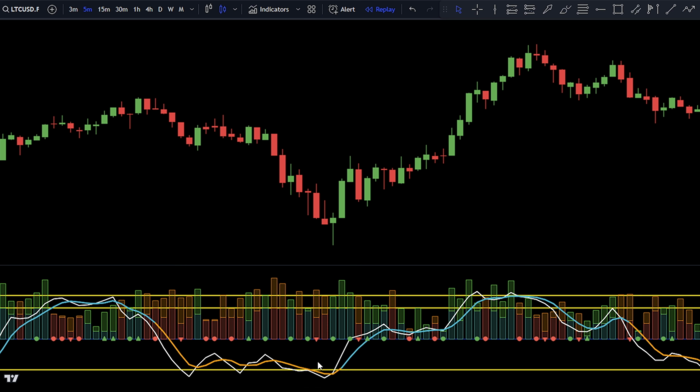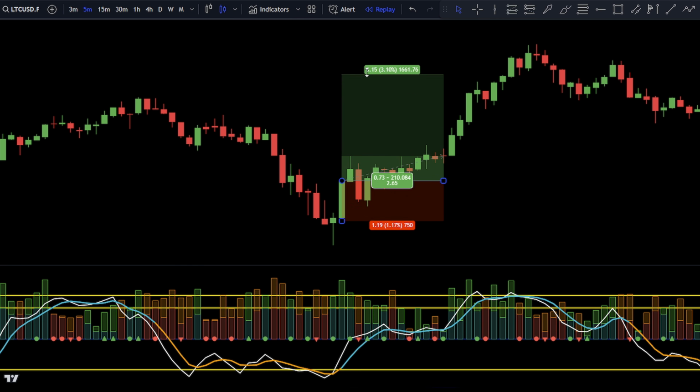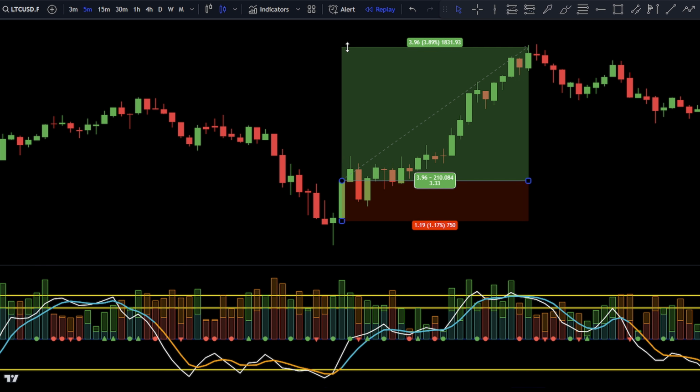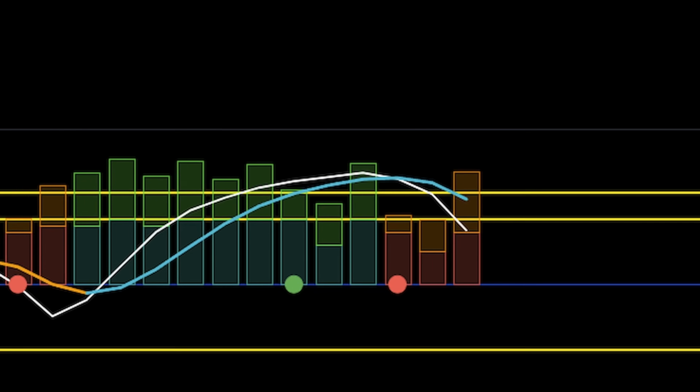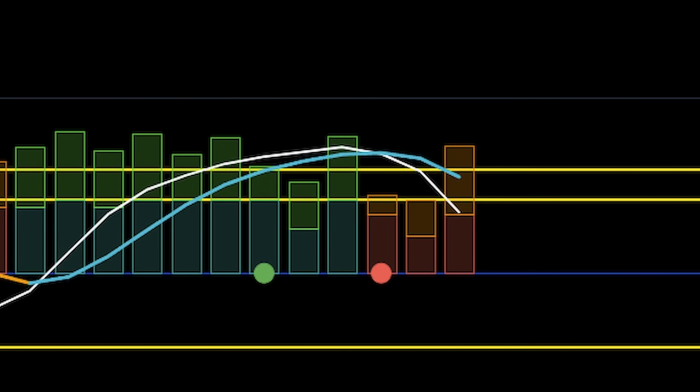And here's an example. Notice how the lines drop below -50, the white line crosses upwards, and the green volume bar is above the 70 level, giving us the first confirmation for a buy setup. For a sell trade, wait until both lines rise above the 50 level. Then watch for the white line crossing the blue line downward. This signals a bearish trend.